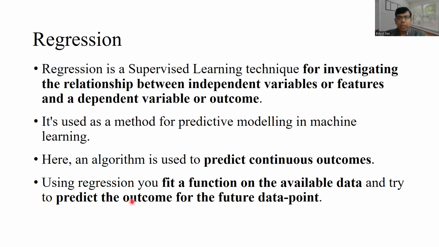Using regression, you fit a function on the available data and try to predict the outcome for a future data point. So regression basically gives a value, like the age of a person or the price of a stock. So that is regression. In classification, we categorize the input data into one of the desired categories. That means it is a cat or a dog, an animal or a human, like that.